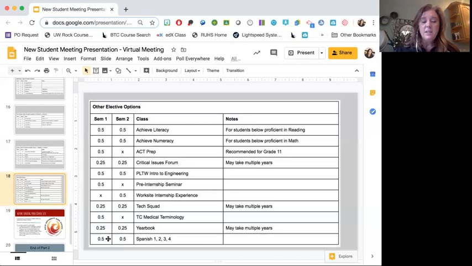And last but not least, we offer Spanish as a world language at Rock University. So if you have taken Spanish in 7th and 8th grade, you may be able to start in Spanish 2 as a 9th grader. Otherwise, you'll want to do Spanish in sequential order and start with Spanish 1 and take as many years as you are able to.